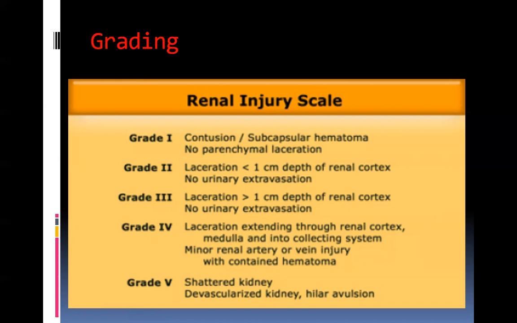It will come out of the kidney. So you will see fluid around the kidney. That is known as urinoma formation. The most common complication of renal blunt trauma is urinoma formation.